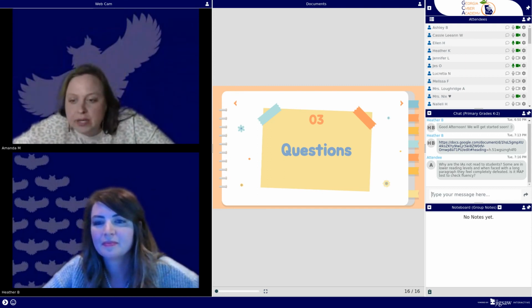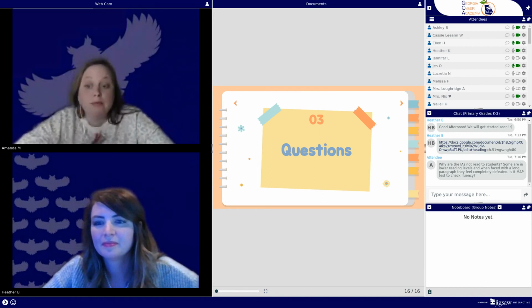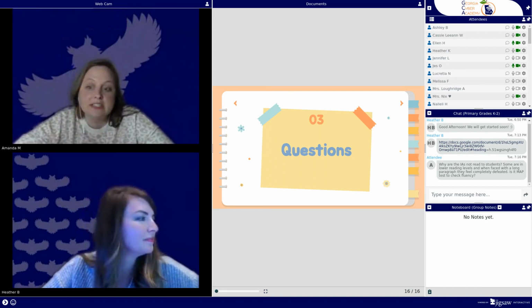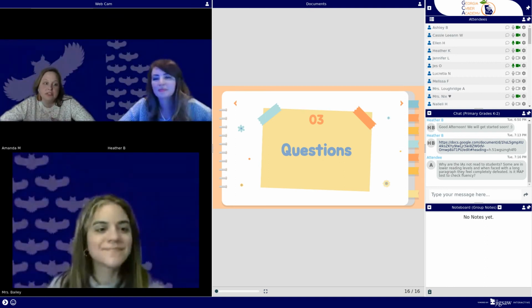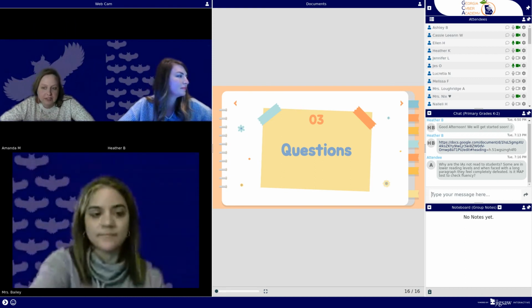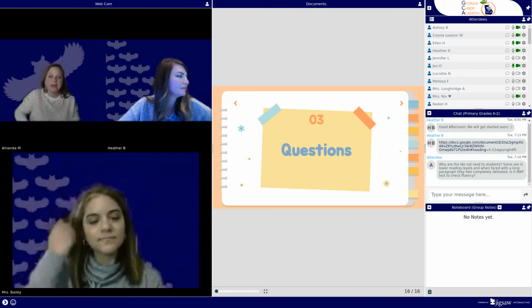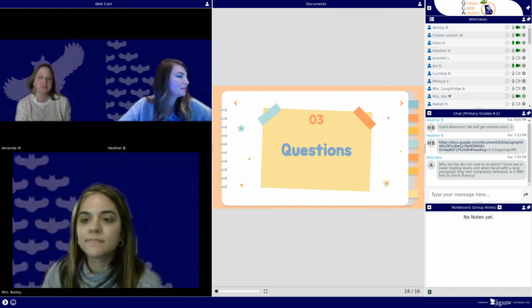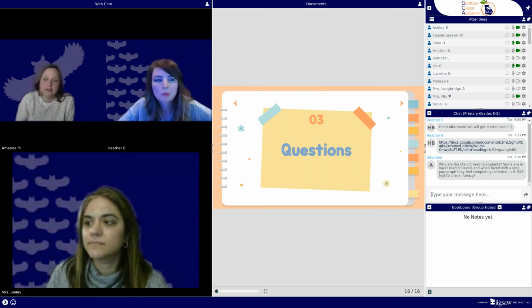And yes, MAP. There's a MAP reading test which assesses reading skills, and then there is a MAP fluency test that is just specific to fluency. So it does record them reading a passage. So there are two different reading MAP assessments. One is specific to fluency.